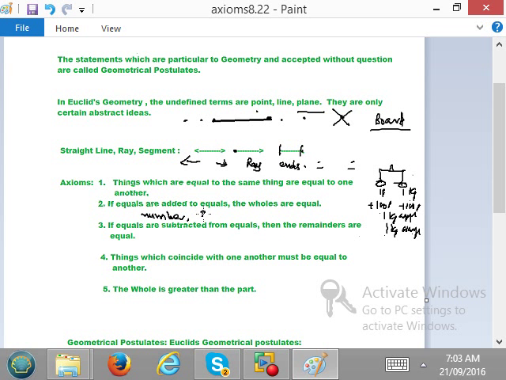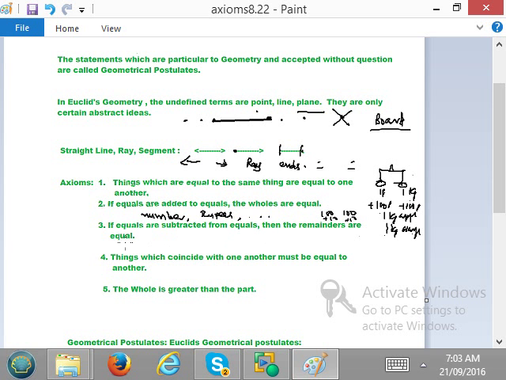Or it may be rupees. We add whatever it is, but when something is added to both sides, both are equal. If you have 100 rupees here, 100 rupees here, and you add 10 rupees to both, then also both are equal. Here it will become 110, here 110.